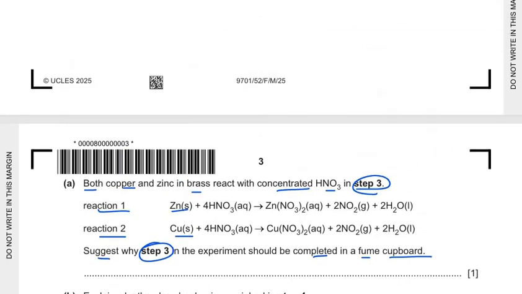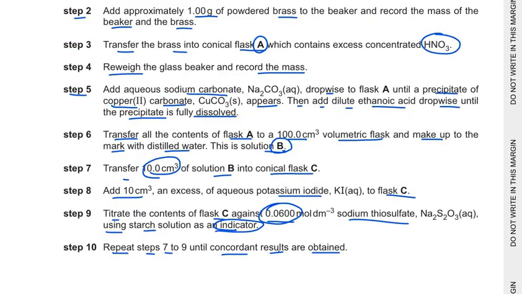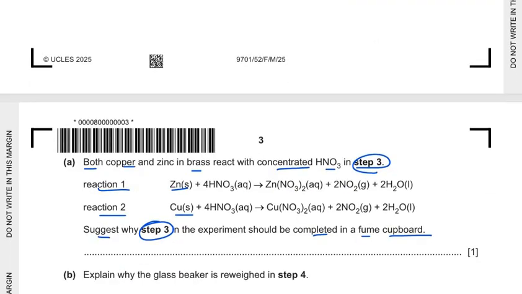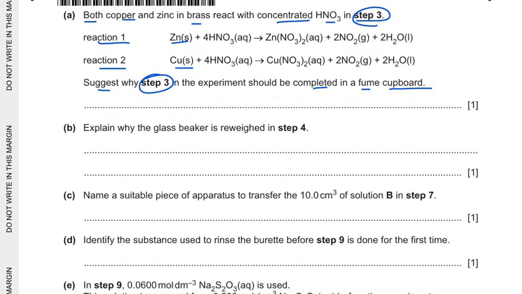Now what's step 3? Let's understand. Step 3 is transfer the brass into the conical flask which contains excess concentrated nitric acid. So in step 3 we are reacting brass with concentrated nitric acid, that is, reaction 1 and reaction 2 are happening. Now these reactions should be carried out in a fume cupboard, and the reason is what they are asking, that is the main question.